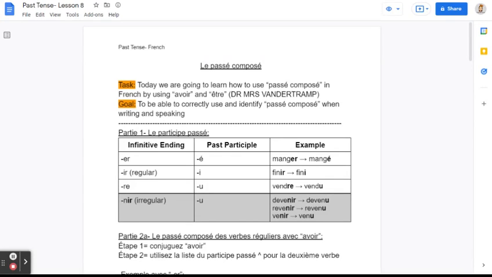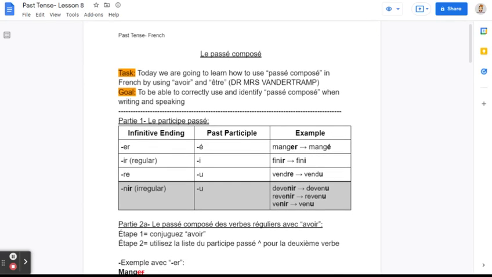It's past tense in French, or le passé composé. Today we're going to learn how to use passé composé in French by using avoir and être. And être verbs are Dr. and Mrs. Vandertramp, so we're going to be talking a little bit about that later on. The goal by the end of this video is to be able to correctly use and identify passé composé when writing and speaking. Part 1 is le participe passé.